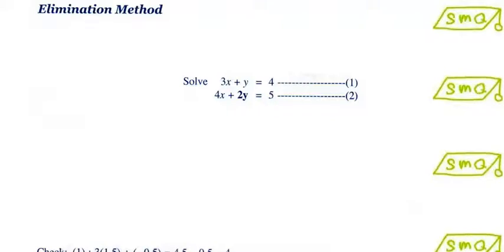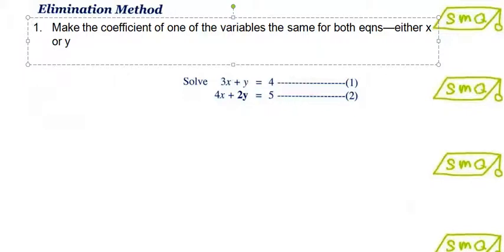There are a few ways to solve simultaneous linear equations in two unknowns. One of them is by the elimination method. For this example, to solve by the elimination method, we firstly make the coefficient of one of the variables the same for both equations. In this case, we can use either x or y, whichever is more convenient.